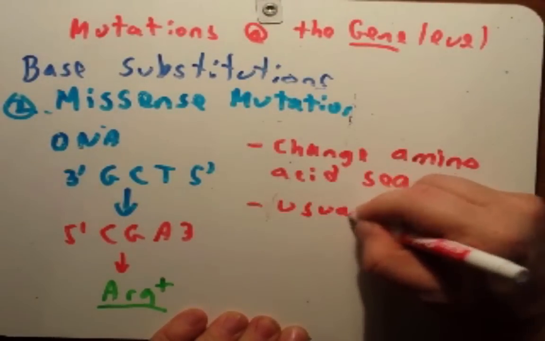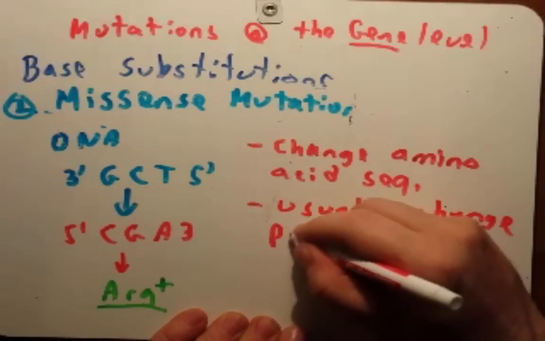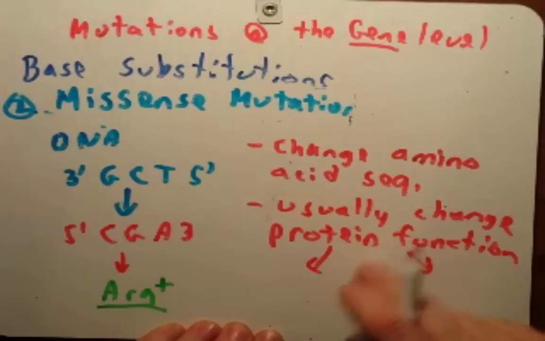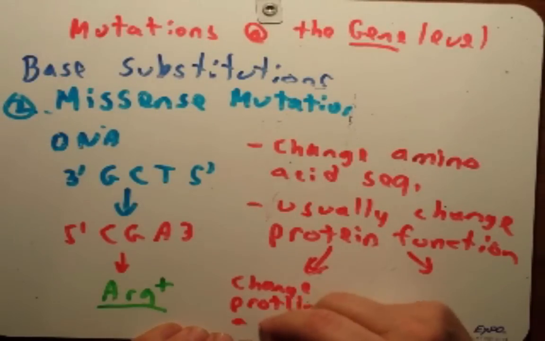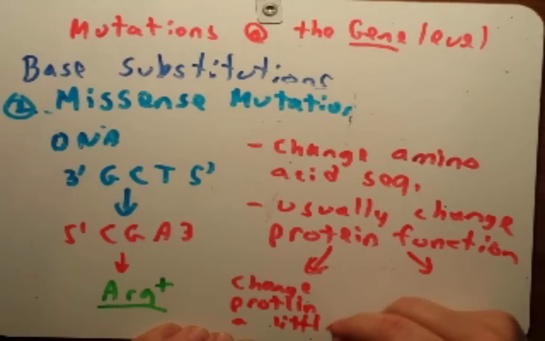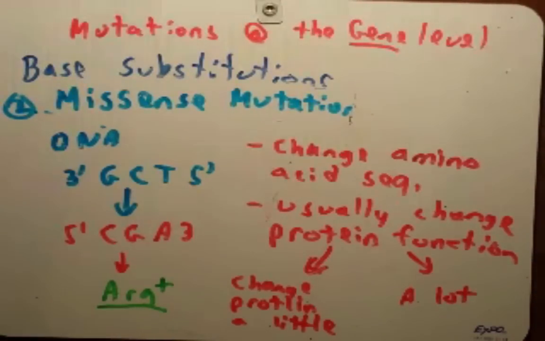Usually they change protein function. So there are two options here when you think about a missense mutation. It may change the protein a little, because you're still forming the same protein except one amino acid has been changed. So often it's not a huge change, it's just a small change. However, sometimes you can change it a lot. A case like sickle cell anemia, that's just one amino acid change, one nucleotide that's been changed. So sometimes it can be a big change and sometimes it's a little change.